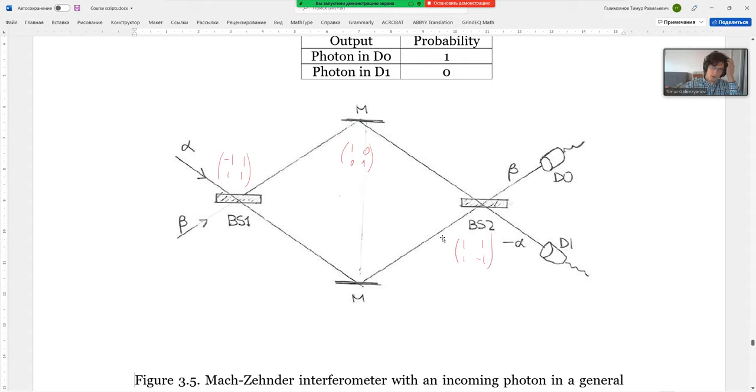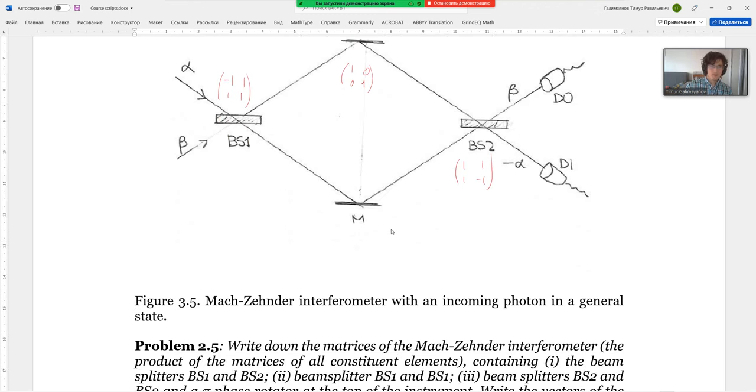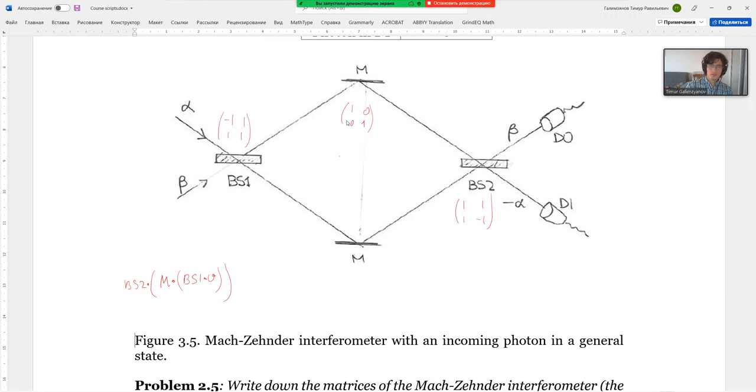And so, how do we find the probability of getting photons here and here? It's easy. First of all, we have to act by beam splitter 1 on the incident light beam. Let's denote it by V. Then we act by the mirror on this light, M. And then we act by beam splitter 2 on the result of going through the mirror.